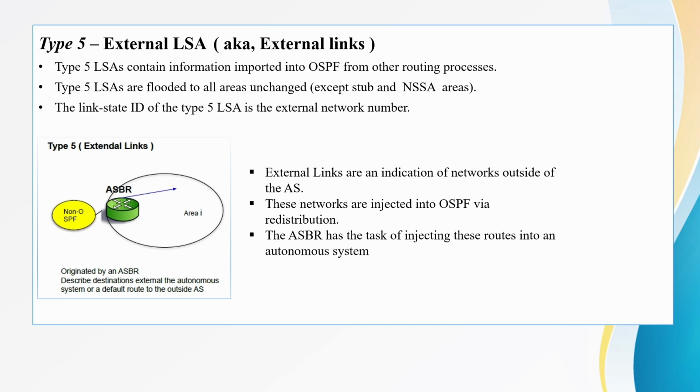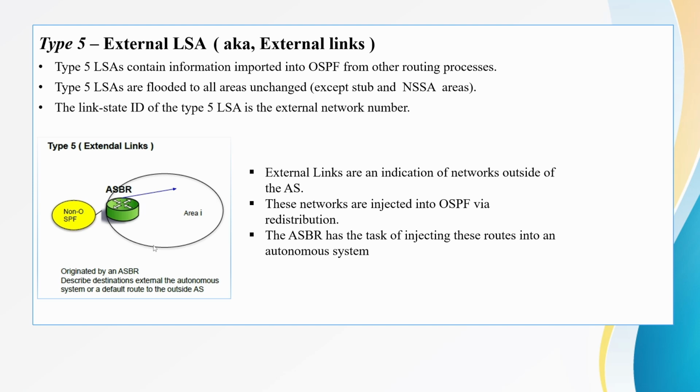Okay, let's talk about the type 5 external LSA, also known as external links. Type 5 LSA contains information imported into the OSPF from other routing processes. Type 5 LSAs are flooded to all areas unchanged, except the stub area and the not-so-stubby area. The link state ID of type 5 LSA is the external network's number. So this diagram just illustrates this concept.